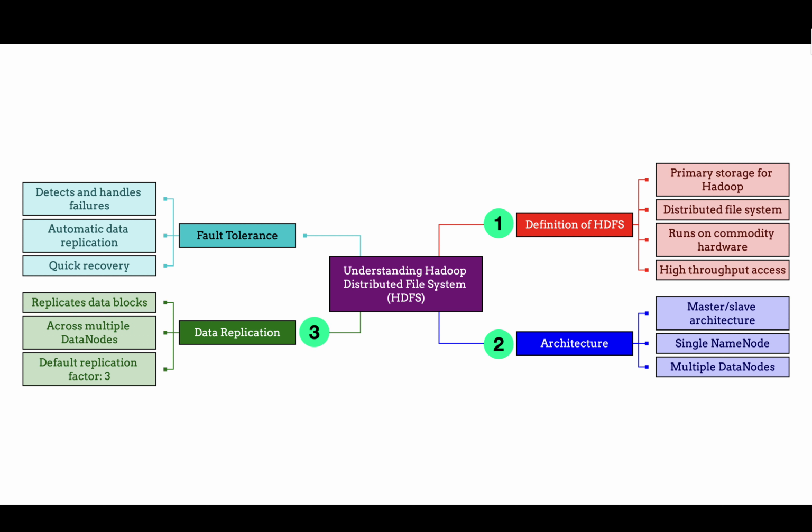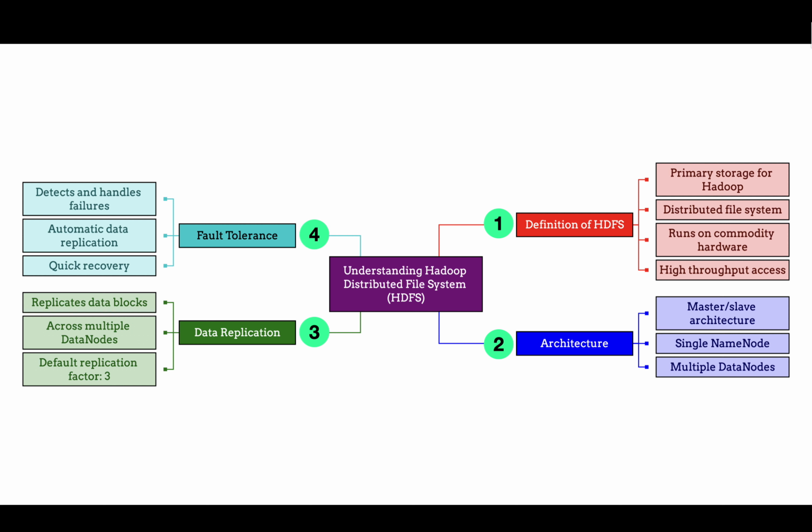3. Data replication. HDFS replicates each data block, typically 128 megabytes in size, across multiple data nodes in the cluster to ensure reliability and fault tolerance. The default replication factor is 3, but it can be configured as needed.